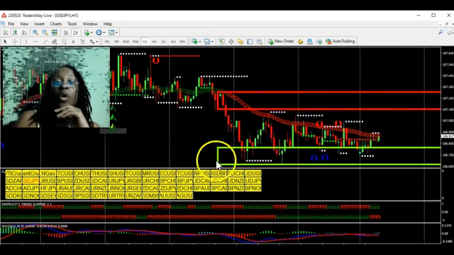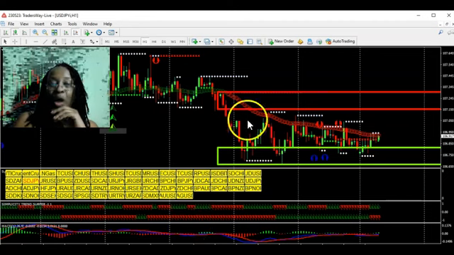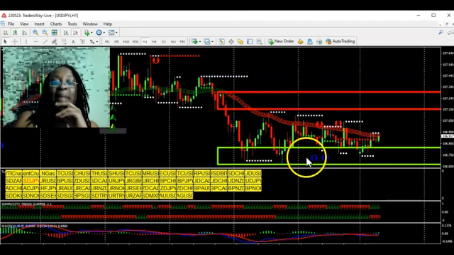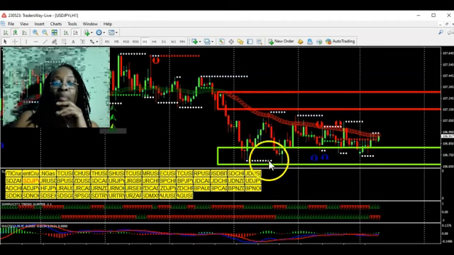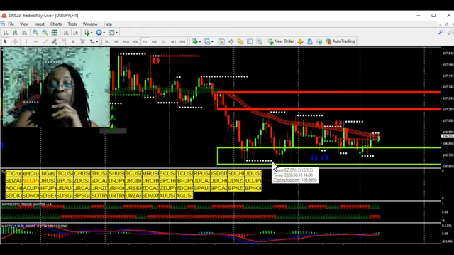Okay, so hopefully that has been a help for you all trading zone to zone, demand zone, supply zone. It's a powerful way to catch your pips.